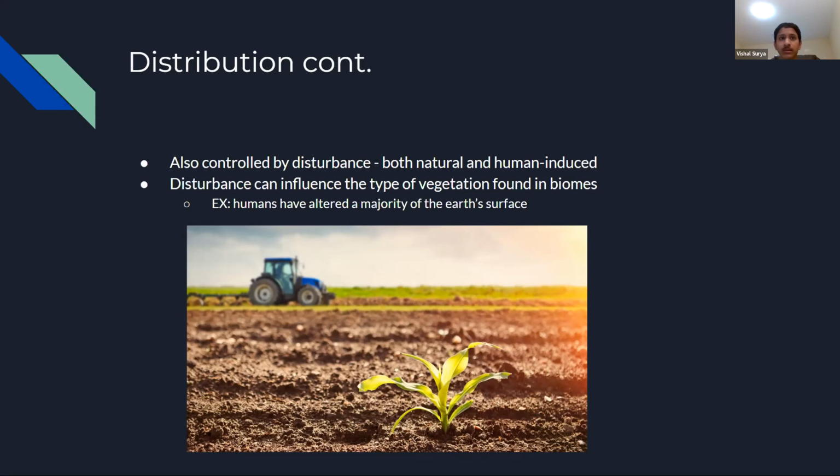Another way disturbance matters is that it can influence the type of vegetation found in biomes, which is why it's really important. And you can see right here, agriculture is one form of human disturbance, because obviously plants weren't made to be put in orderly arrays. So this is one form of human disturbance, agriculture.